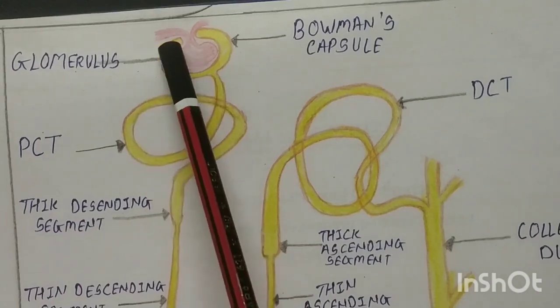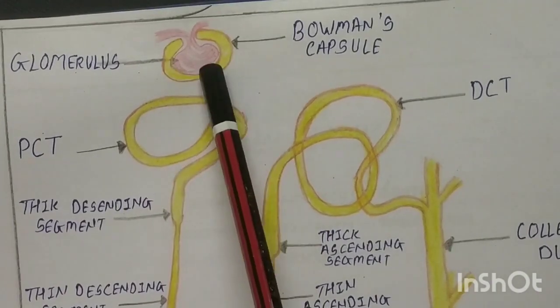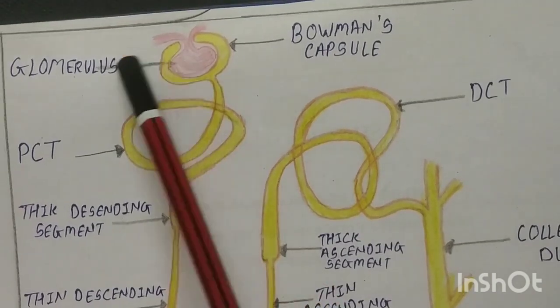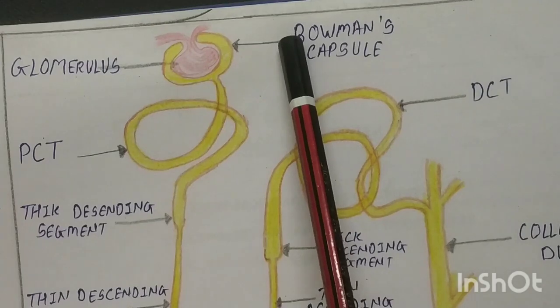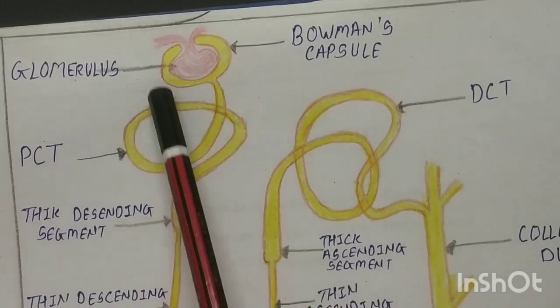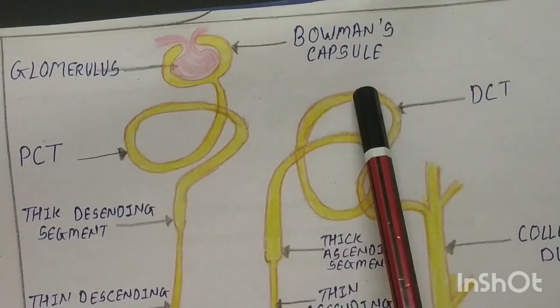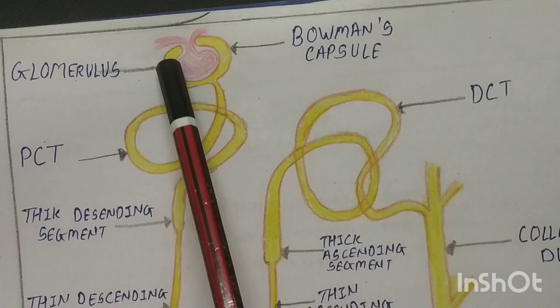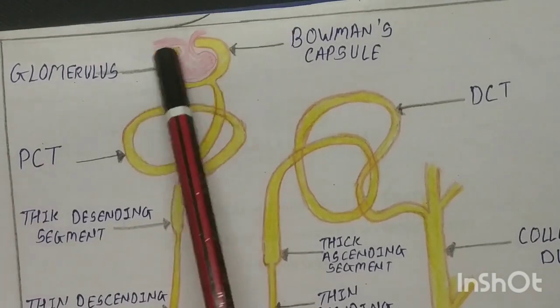So the capillary which enters this bowl is known as the afferent arteriole, and the capillary which goes out from this bowl is known as the efferent arteriole, right? And this bowl-like structure is known as the Bowman's capsule. You can see here that this Bowman's capsule is lined by two layers.